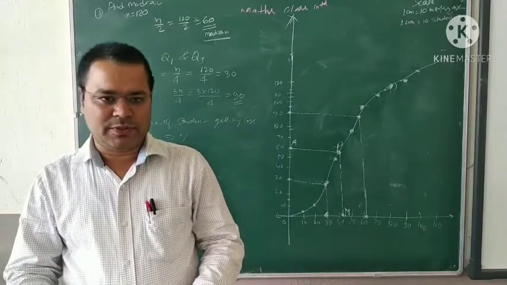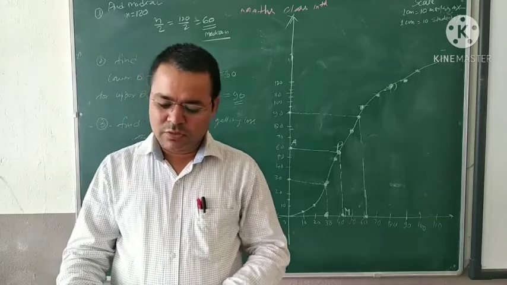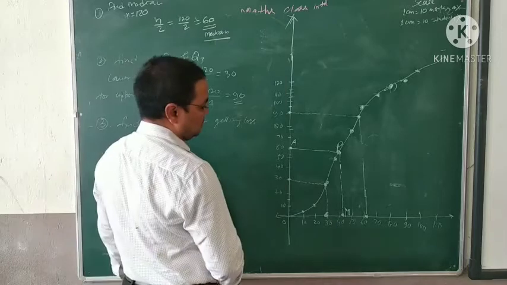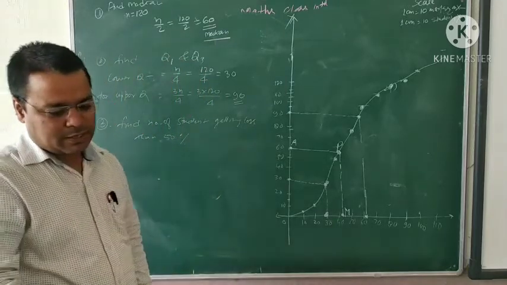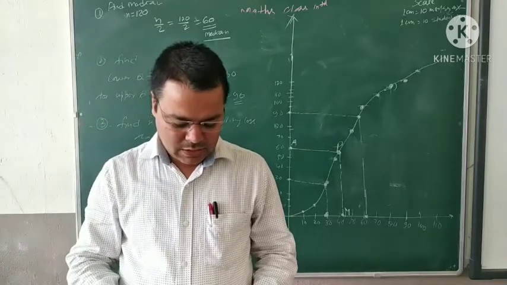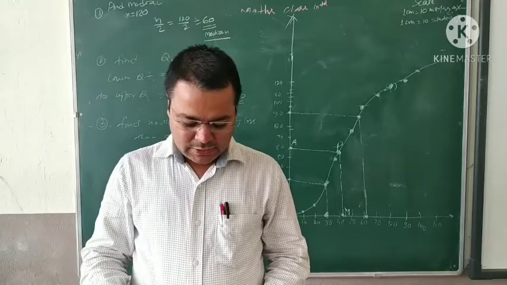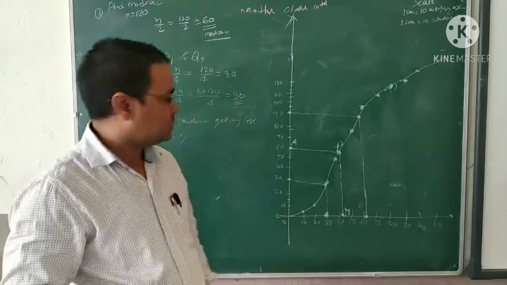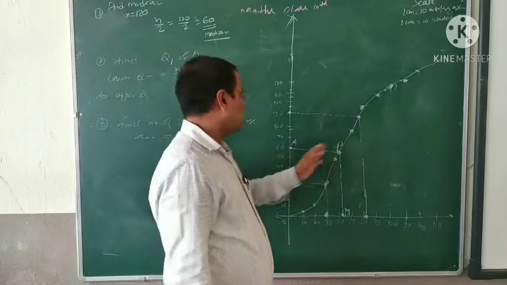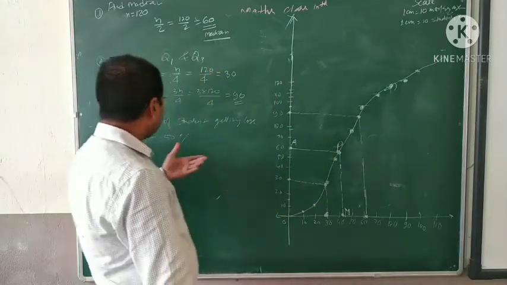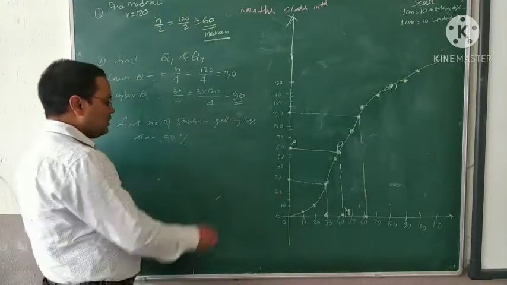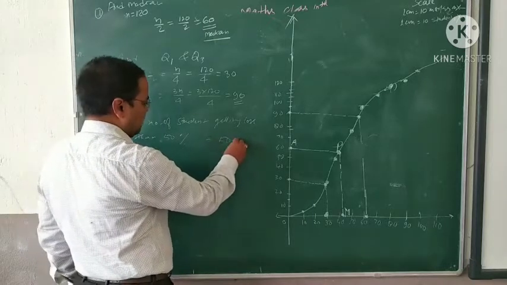Okay, so what we do, this is 50%. 50% means what? The total number of marks is 100. 50% means 50 marks. This is a cumulative frequency, therefore it is up to 120. But if you find the 50% mark, of 100 marks, 50% of 100 marks will be 50 marks.